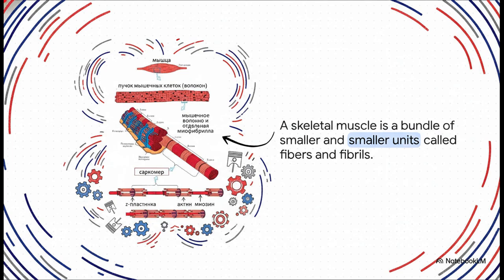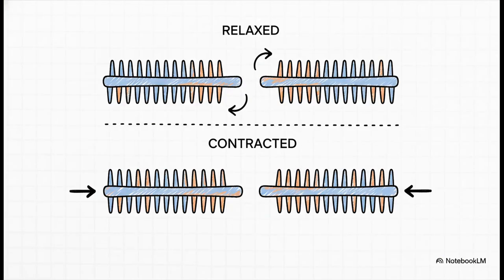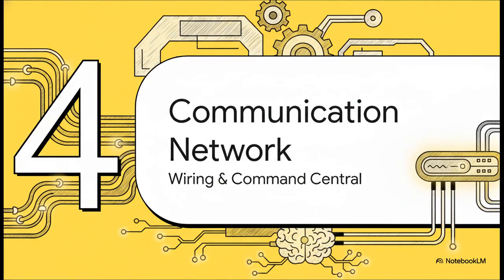Well, it's a fascinating design. A whole muscle is really just a bundle of fibers, which are themselves bundles of even smaller filaments. So let's zoom all the way in to see this engine at work. The real magic happens at the molecular level. And it's not like a spring stretching and recoiling, it's more like 2 fine-toothed combs, these proteins called actin and myosin that just slide past one another. This sliding action shortens the entire unit, and when billions of them do it all at once, you get a powerful contraction.